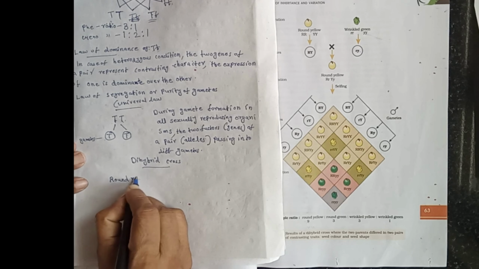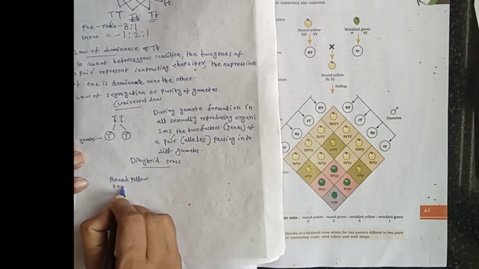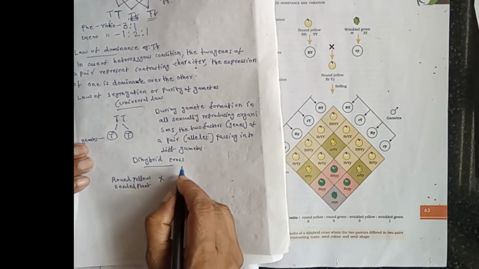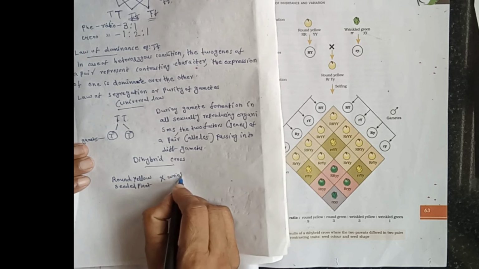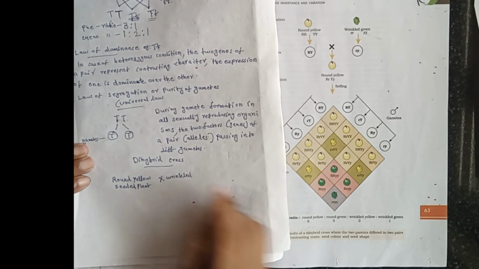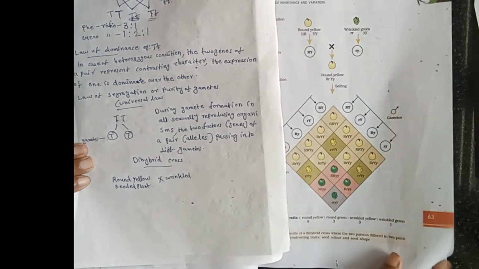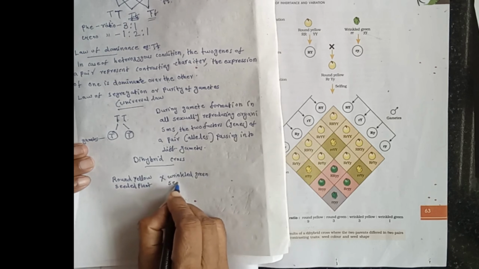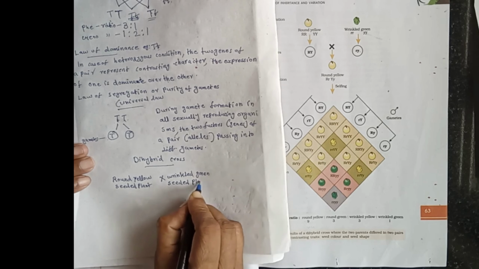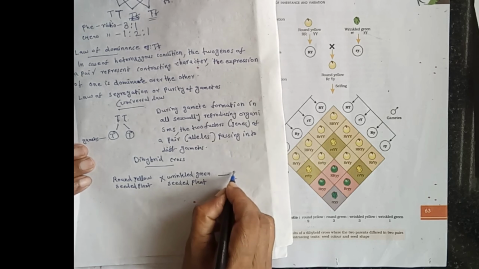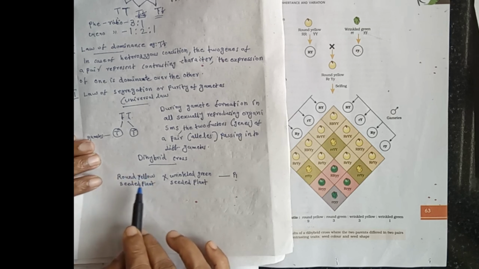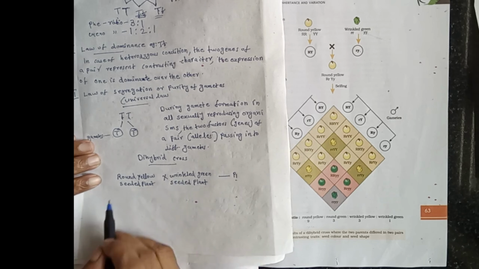Round yellow seeded plant crossed with wrinkled green seeded plant. These are the parental generation. This is the dominant character, this is the recessive character.